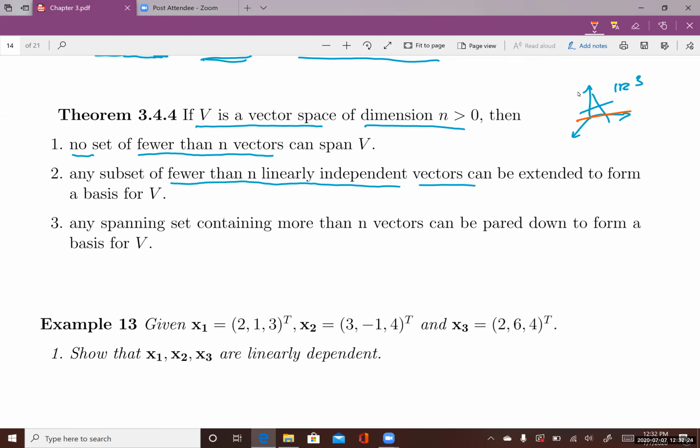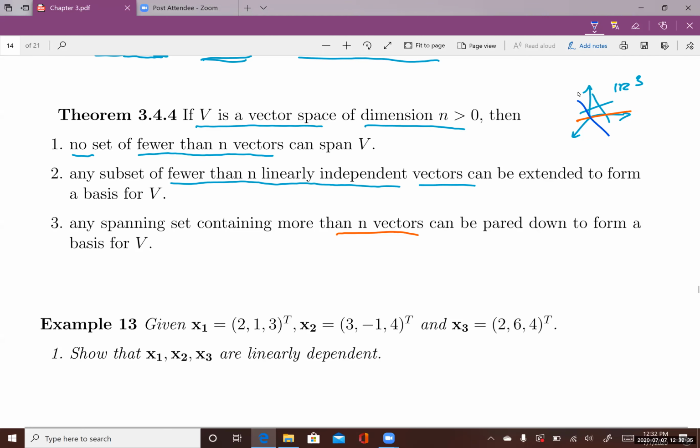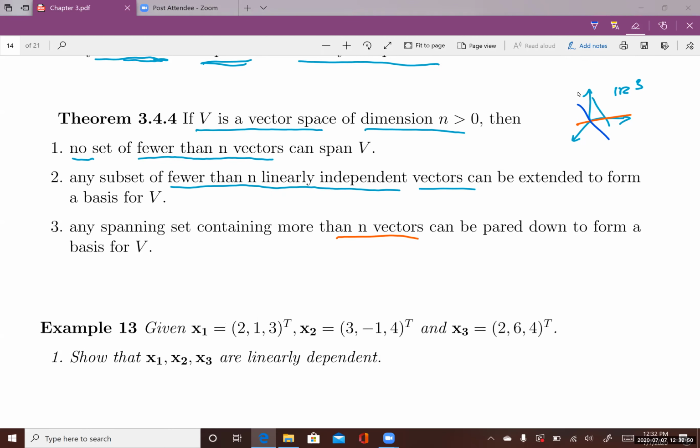And any spanning set containing more than n vectors can be pared down to form a basis for V. That means if you have 4 vectors in R3, you can always pare it down to 3 vectors that form a basis for V. So I can erase one of the vectors, and the remaining 3 vectors will form a basis for R3.